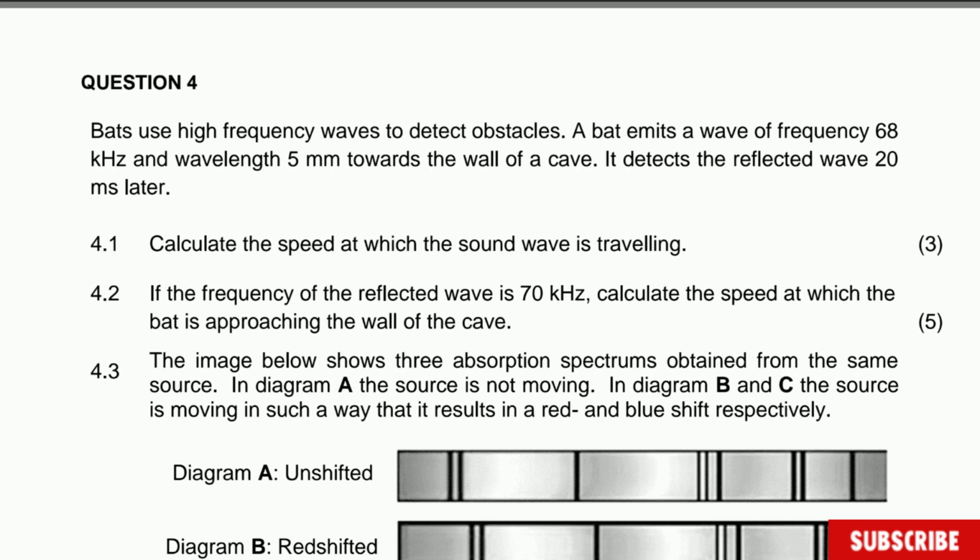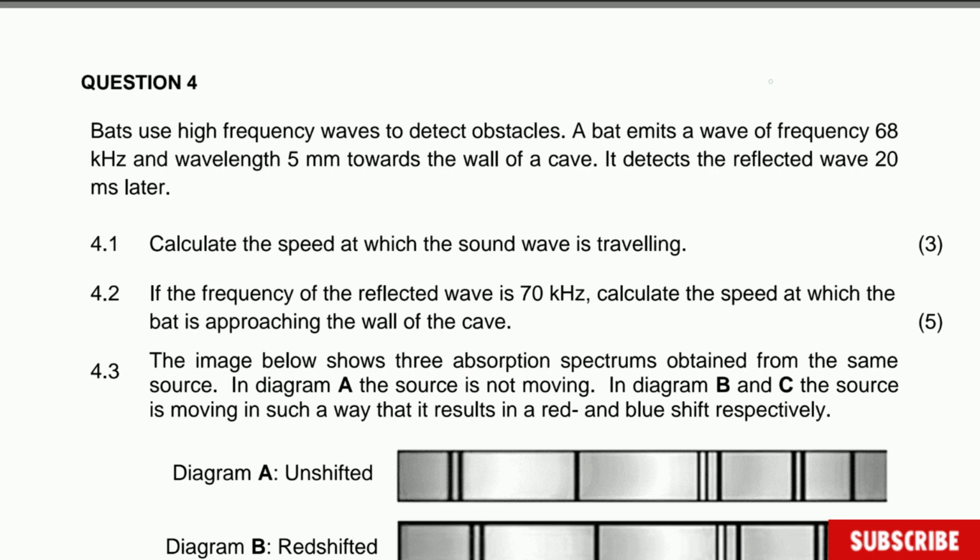A bat emits a wave of frequency 68 kilohertz and wavelength of 5 millimeters towards the wall of a cave. It detects the reflected wave 20 milliseconds later. This is important because the bat emits sounds, and then it detects the sound later on. So the bat becomes the listener and the wall becomes the source. Calculate the speed at which the sound wave is traveling.